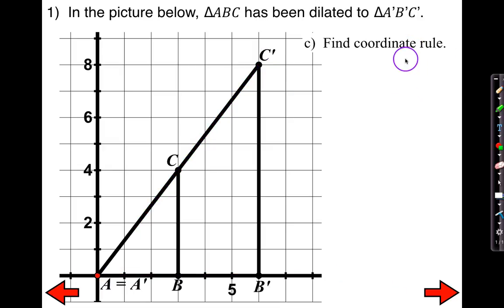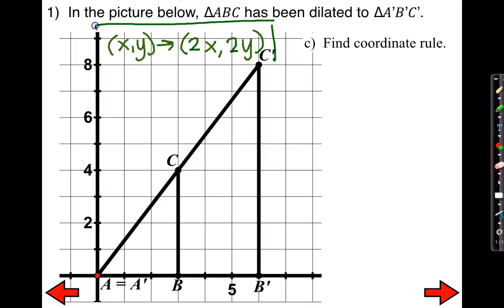Now it says to find the coordinate rule. It's good to understand that it is a dilation. And another thing about dilation, which is really good to understand, is you'll find that the coordinate rule is always going to follow the same thing. Whatever happens to x has to also happen to y. Okay, so one good way of understanding it is, hey, the scale factor was 2. And because the scale factor was 2, that means the x values doubled and so did the y's.